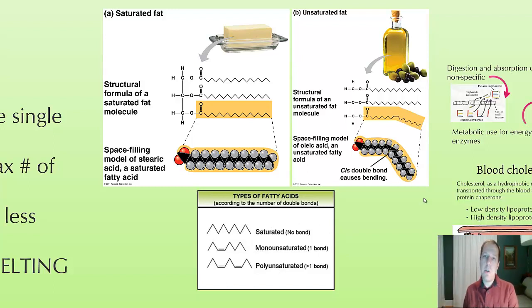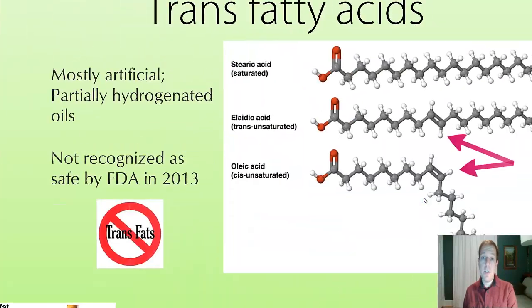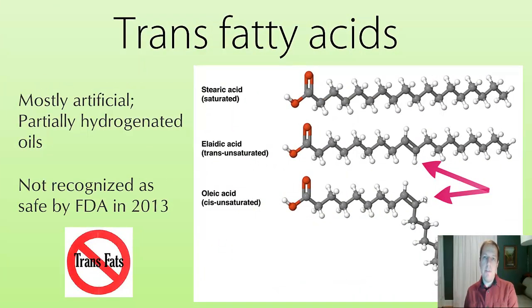In addition to these three categories of naturally occurring fatty acids, there is a fourth set of fatty acids called trans fatty acids. These trans fats differ in the position of the hydrogen atoms that are bonded around the carbon-carbon double bond.